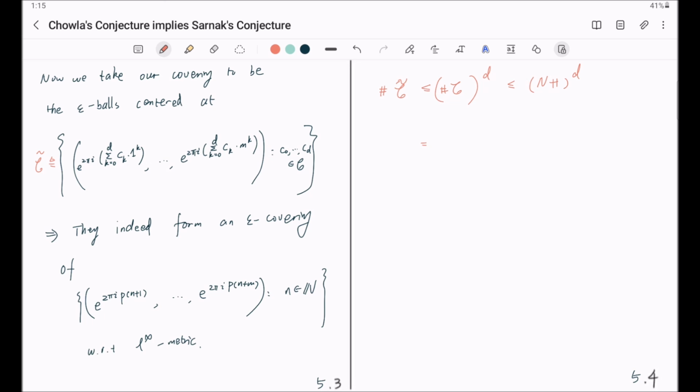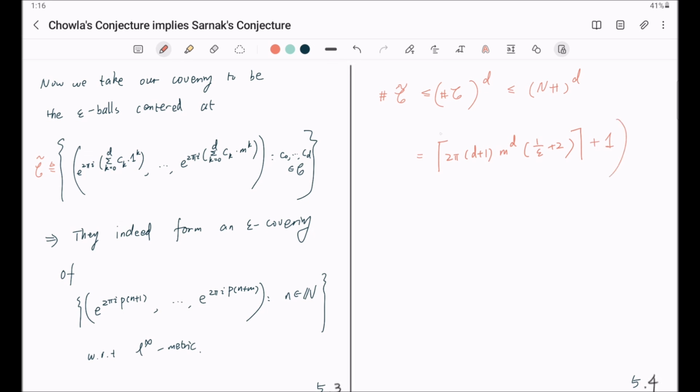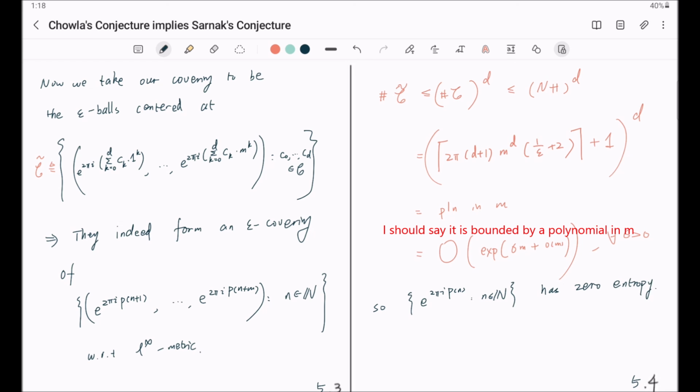Now we plug in the expression for n. This is (n plus 1) raised to power d. You know this is a polynomial in M. That means this quantity must be a big O of exponential of sigma m plus little o of m. This is a polynomial in M, but this is an exponential thing in M, for any sigma greater than 0. This means we get 0 entropy by our definition, since this holds for any epsilon greater than 0. And thus, it is deterministic. And we are done with this example.